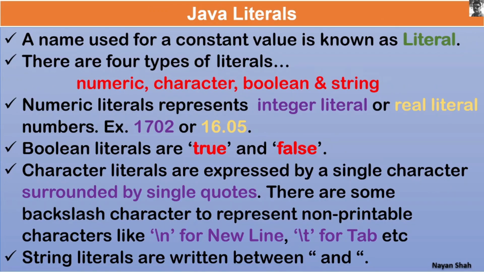Java literals. What are literals? Literals are nothing but constants. A name used for a constant value is known as a literal. There are four types of literals in Java: numeric literal, character literal, Boolean literal, and string literal. Let us discuss one by one. Numeric literals represent integer literals as well as real literal numbers.